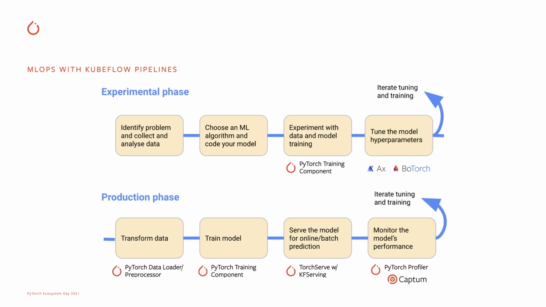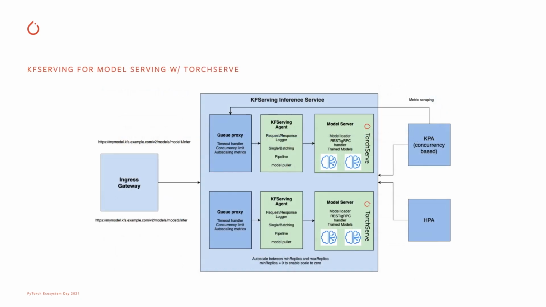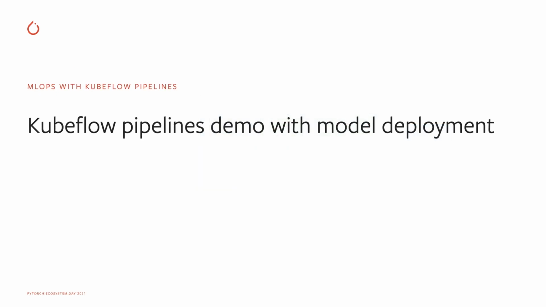And then in the production phase, you will start with the transformation of the data where the PyTorch data loaders and the preprocessors will be used, followed by the training of the model, and then the packaging and deployment of the model on TorchServe KF serving. And for model monitoring and the performance tracking, you will take a look at PyTorch Profiler, Captum, Prometheus, and Grafana. The KF serving integration with TorchServe was launched back in Feb as part of the 0.5 release, and we are now working with Kubeflow pipelines.